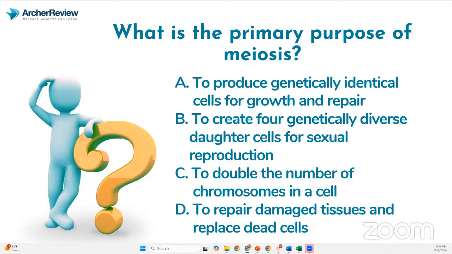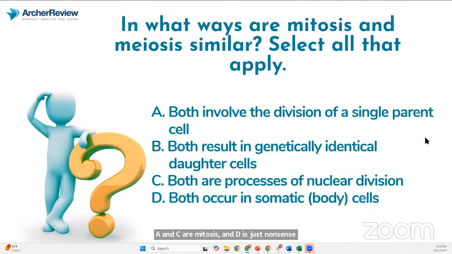All right, for those of you that chose B, you are correct. They are creating 4 genetically diverse daughter cells for sexual reproduction. A and C are mitosis, and D is just nonsense. That is not a role of either one of those processes.